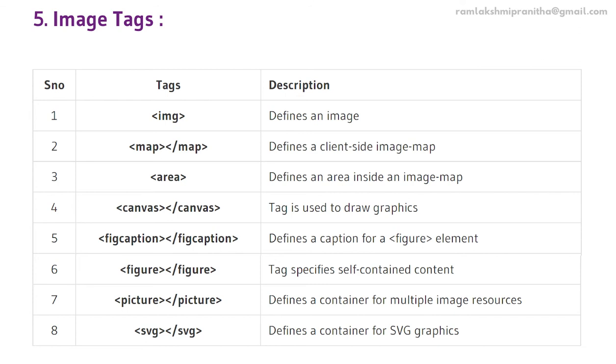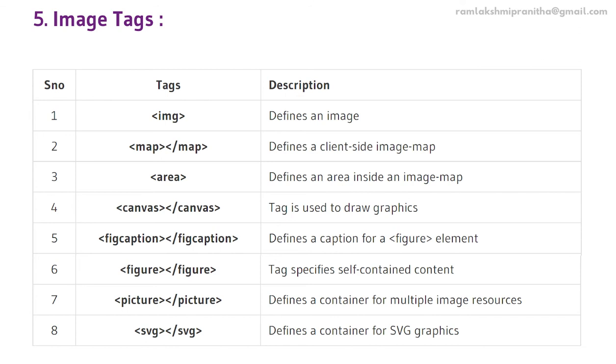5. Open and closed figcaption tag. Figcaption tag defines a caption for an HTML figure element. 6. Open and closed figure tag. Figure tag specifies self-contained content. 7. Open and closed picture tag. Picture tag defines a container for multiple image resources. 8. Open and closed SVG tag.